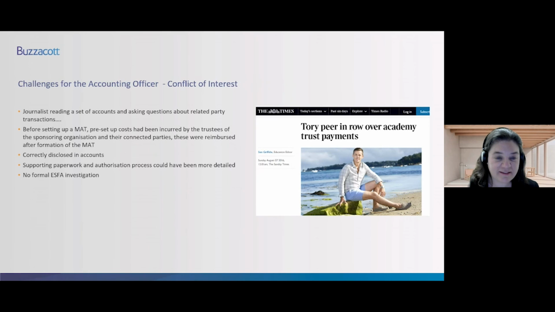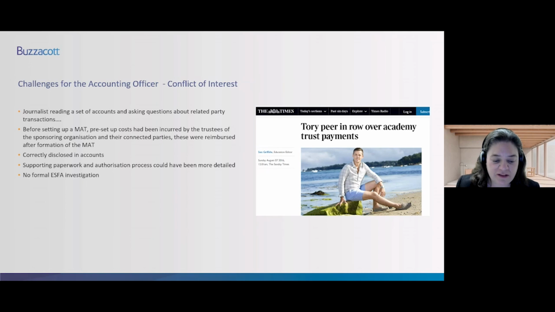Moving on to the second case study. And this is a slightly different situation. This wasn't an ESFA investigation. This was the result of a journalist on the Sunday Times picking through published accounts for a small multi-academy trust and looking at the disclosed related party transactions. So not quite the front page of the Sun test here. We're talking about the front page of the Sunday Times.